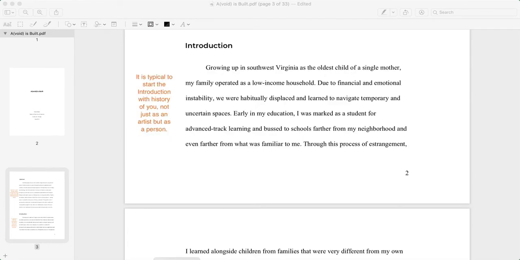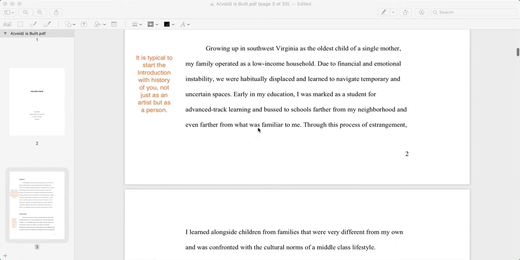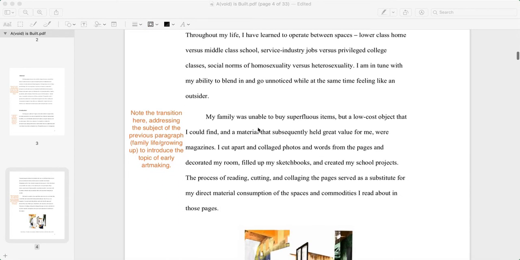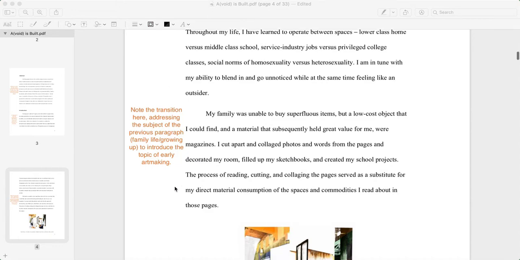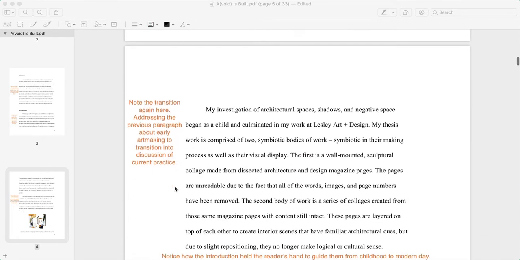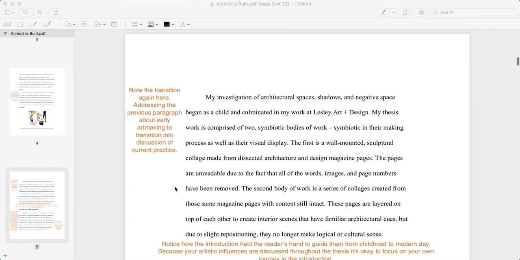Up next, we have the introduction, and it's typical to start an introduction with sort of a history of you, not just as an artist, but as a person. You'll see Taylor discusses growing up. But then there's also a nice transition where you address the topic of the previous paragraph to transition into the next. So we go from growing up into early art making as a child. And another transition from early art making into current process and practice.